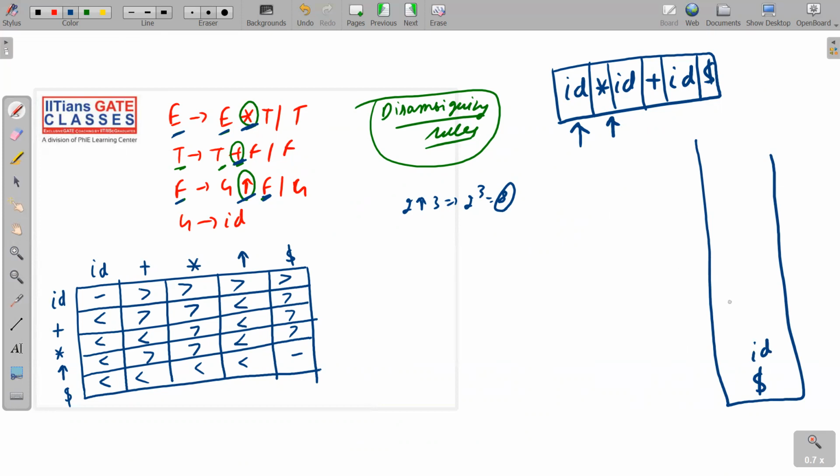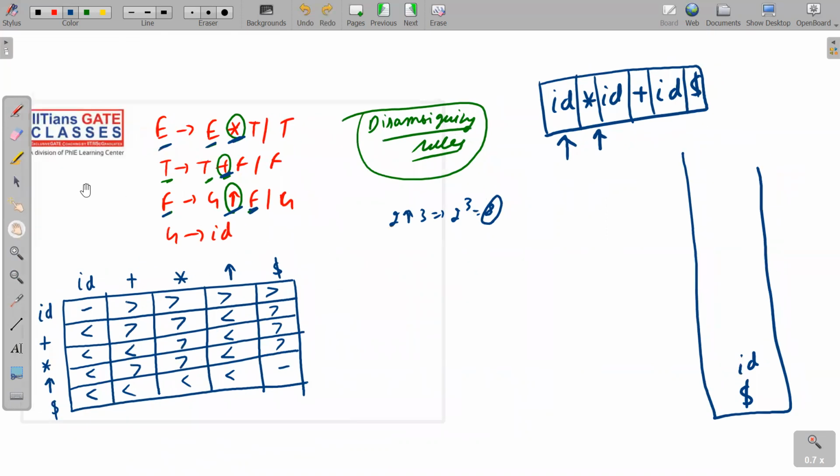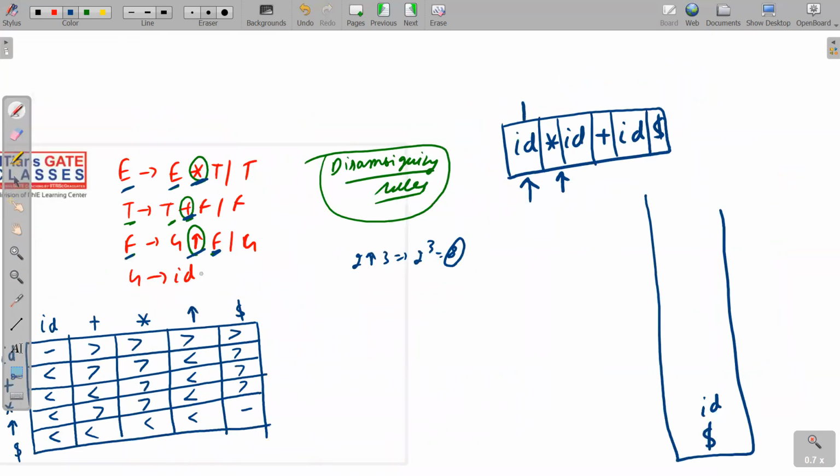Star and ID: we already know that star has less precedence than ID, so ID will be popped off. ID popped off means it will be reduced. We can imagine that ID is reduced to E. Next, star and dollar are compared. Star will be pushed onto the stack because star has more precedence.